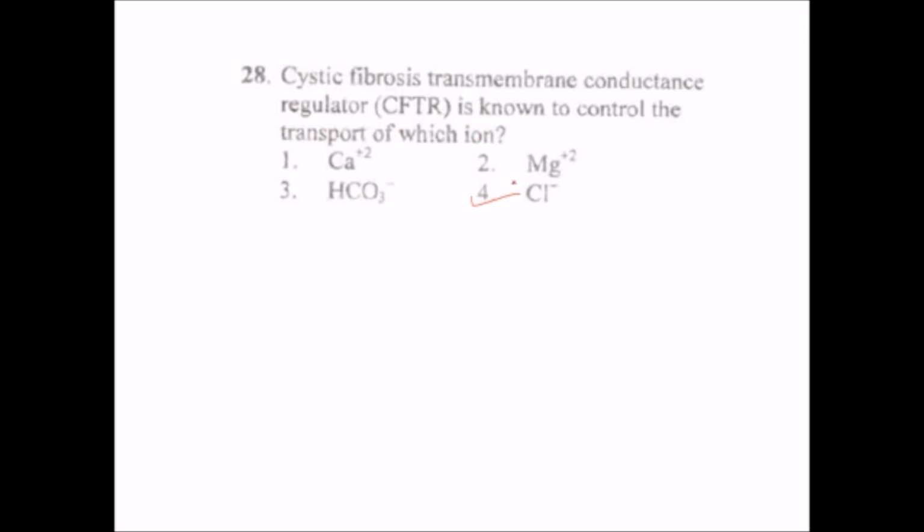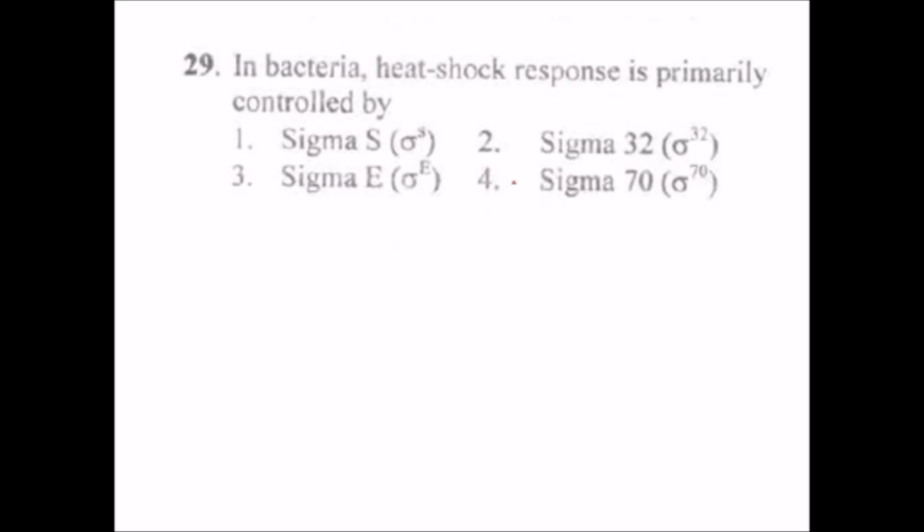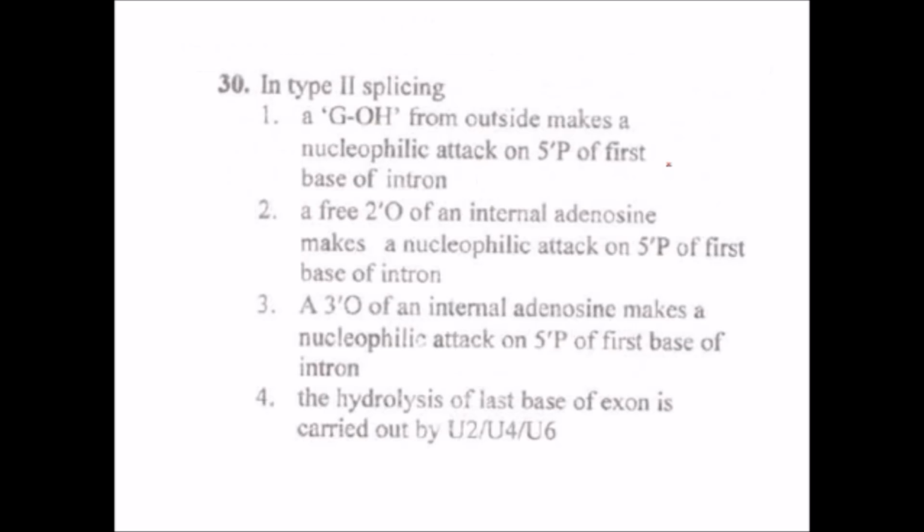So it's the calcium ion. Next, in bacteria, the heat shock response is primarily controlled by sigma 32, because it controls some heat shock proteins and it also helps in thermoregulation.